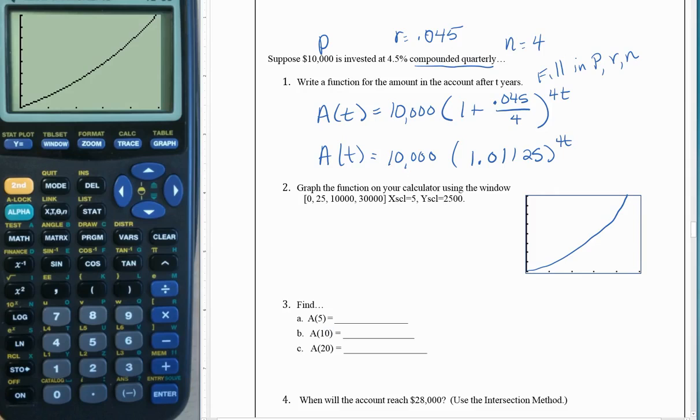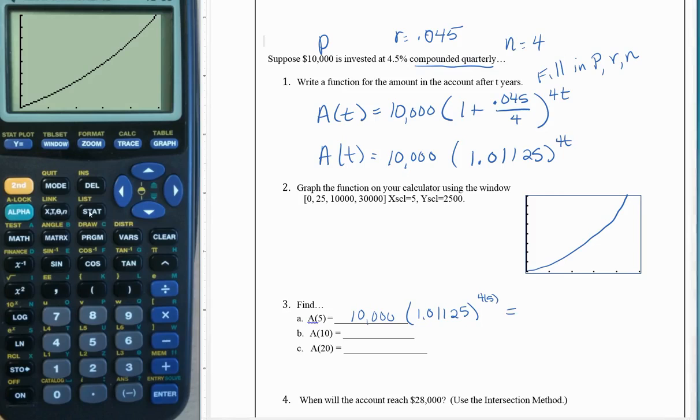So this says find A of 5. Well, that means you would plug in 5 to here. So that would be 10,000 times 1.01125 to the 4 times 5, or to the 20th power. And what this is saying is how much would be in your account after 5 years.